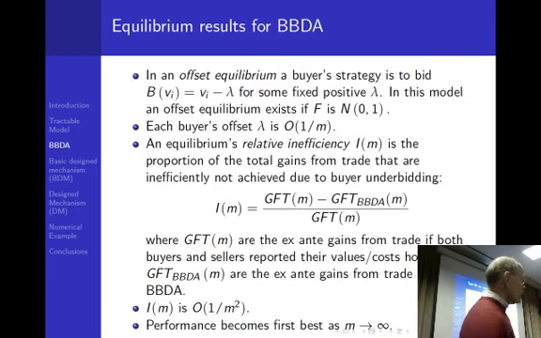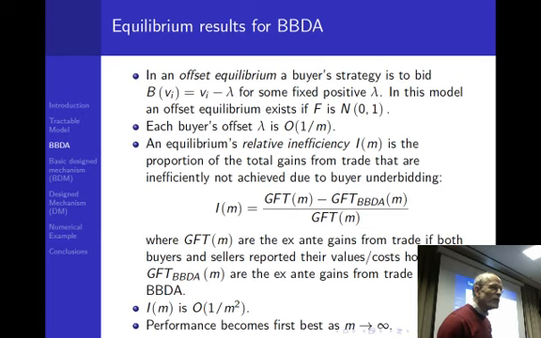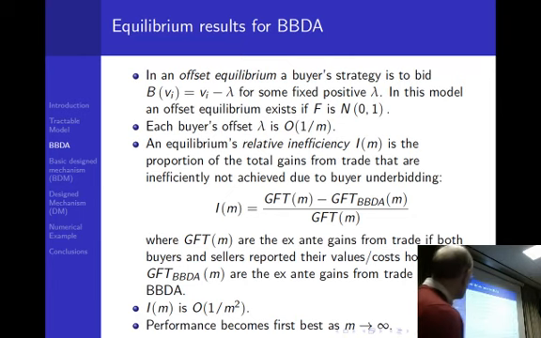Okay, here's some equilibrium results that one gets. Now, in an offset equilibrium, there may be other equilibria, we aren't sure. A buyer's strategy is to bid their value minus some offset, lambda, which will be a positive number. You want to underbid. How much you want to underbid doesn't depend on your valuation. It's just a property that comes from the underlying distribution F and the fact that things are drawn from the diffuse prior.